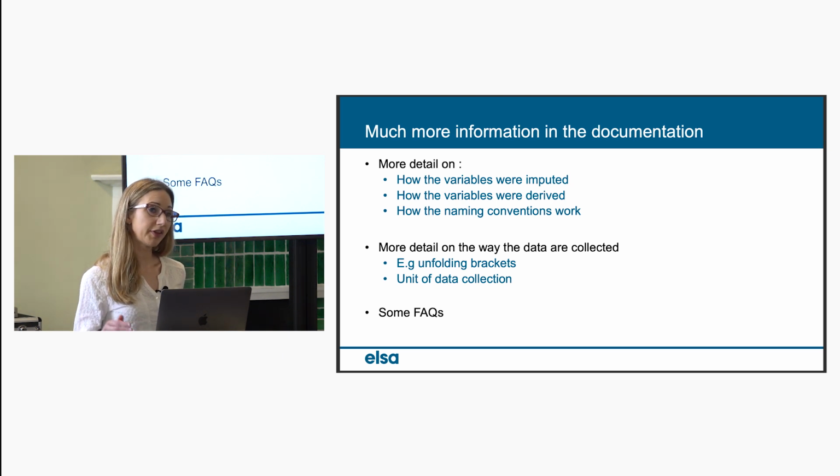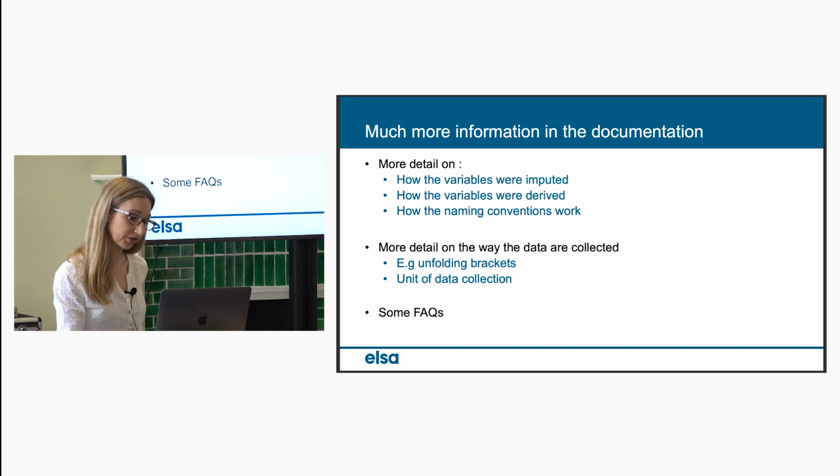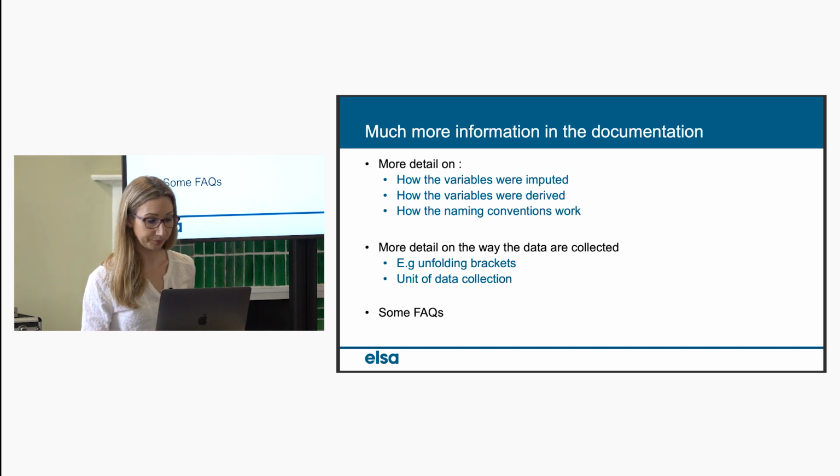So there's lots of variables in both these files, particularly in the financial derived variables file. We've tried to keep the variables named in a way that is consistent, which will help you identify what the variable actually means and the unit of observation. The documentation also has more detail on the way that the data are collected, because that's quite important to the structure of the data and how it was derived. And it also contains some frequently asked questions which we've been asked over the years.